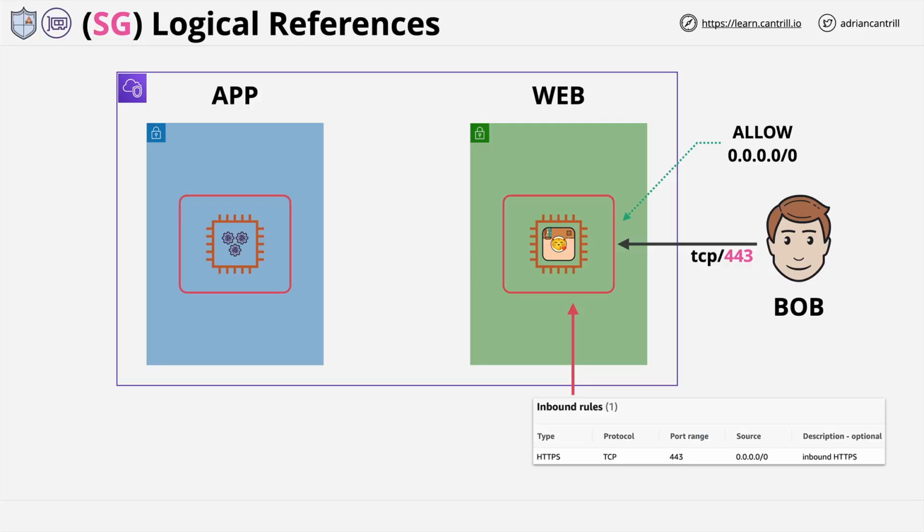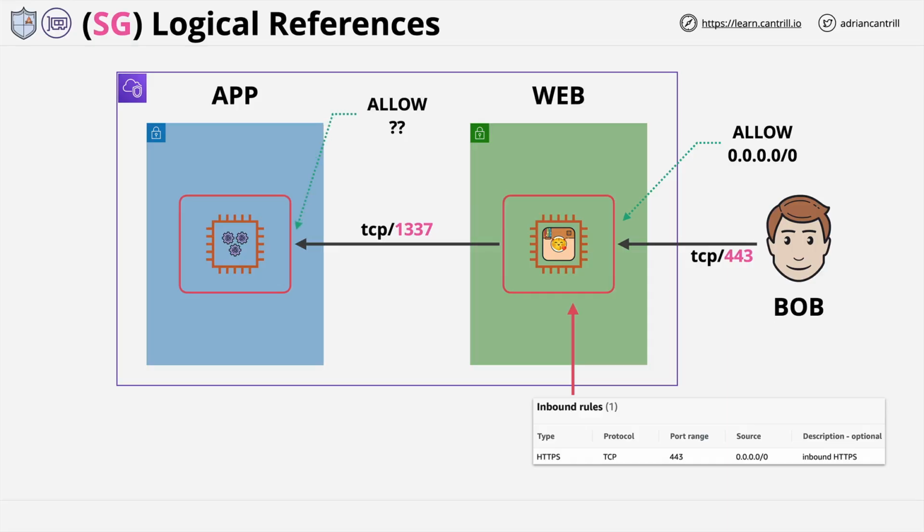In addition to this front-end traffic, the web instance also needs to connect with the application instance. And for this example, let's say this is using TCP port 1337. Our application is that good. So how best to allow this communication?